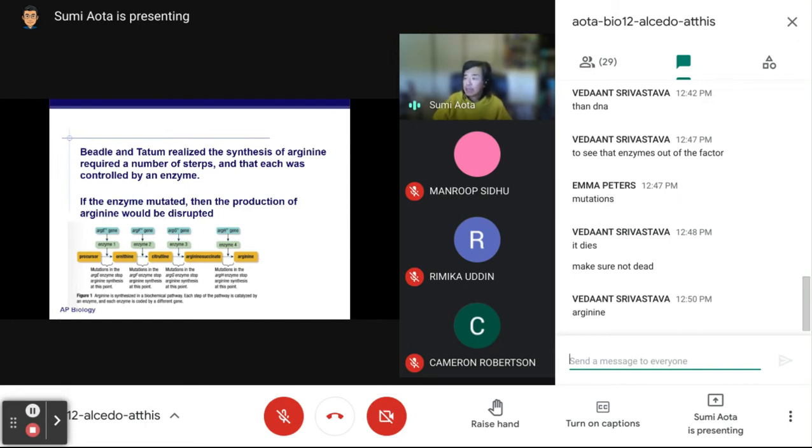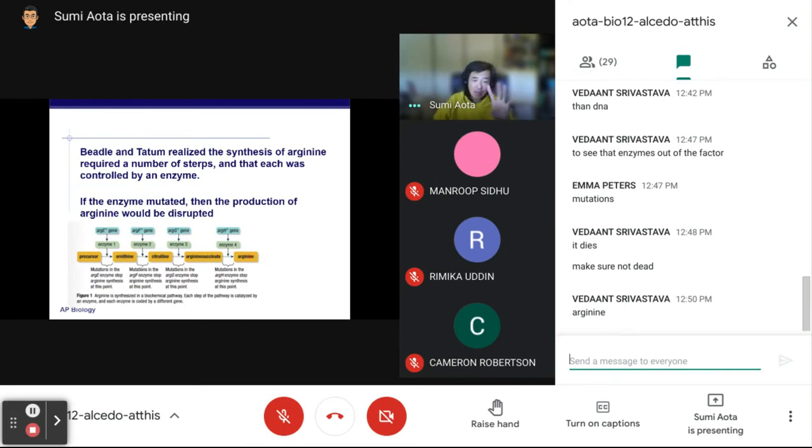If the radiation broke gene E, enzyme 1 isn't produced. If enzyme 1 isn't produced, none of these steps can occur. Arginine isn't made, and the fungus can't grow. If enzyme 2 is the one that's busted, then again, same result. Arginine can't be made, or if enzyme 3 or enzyme 4 is broken. So the question was, how do you determine where the broken gene was?